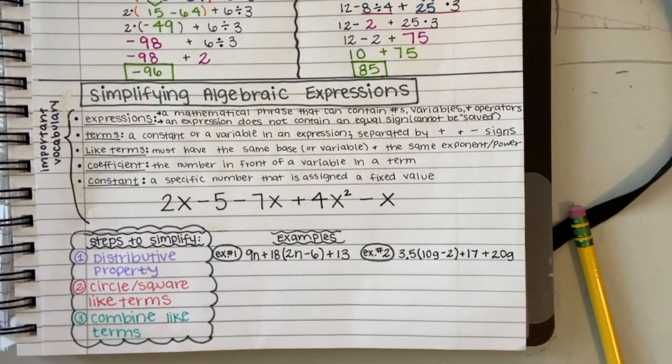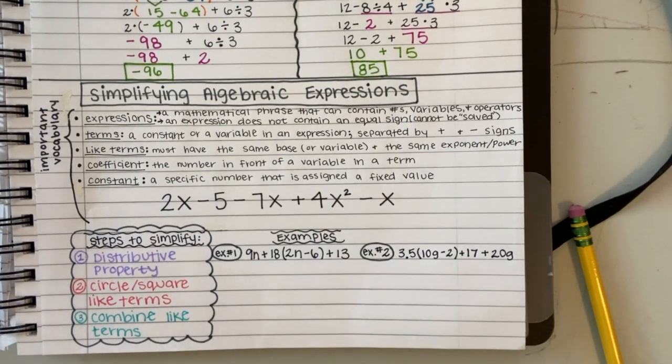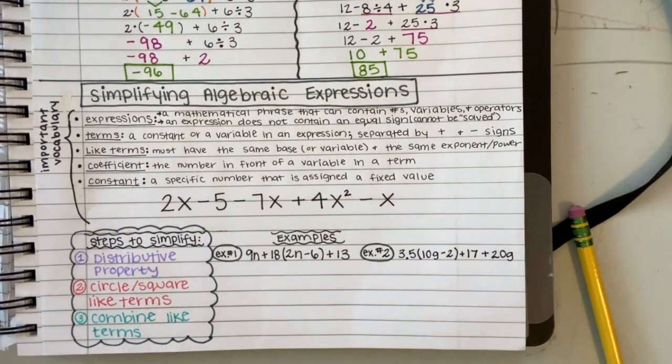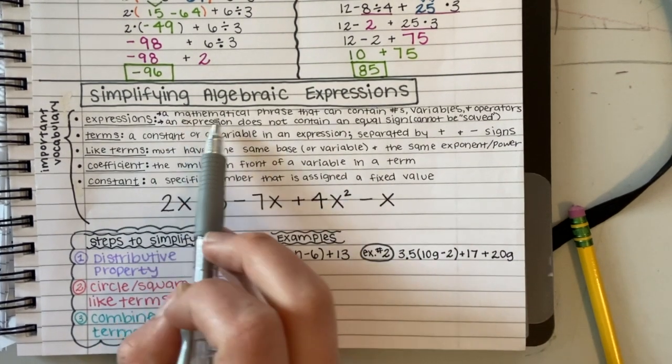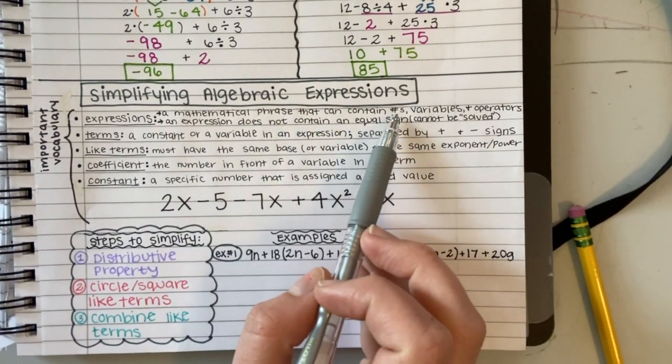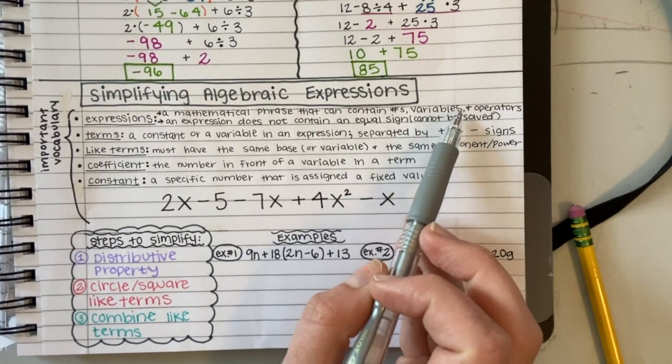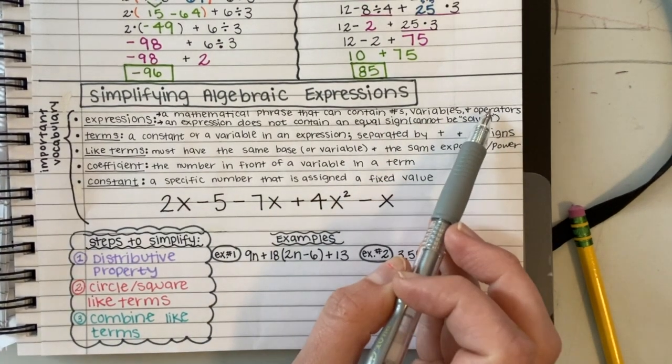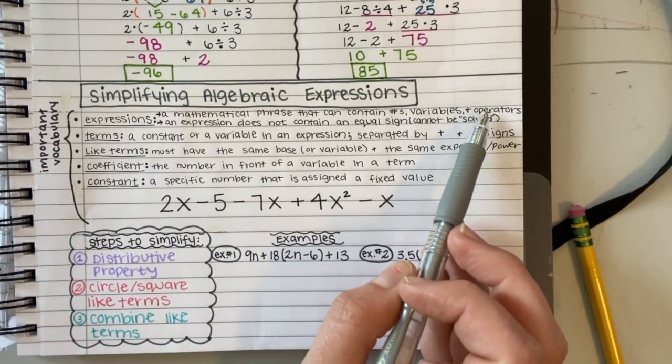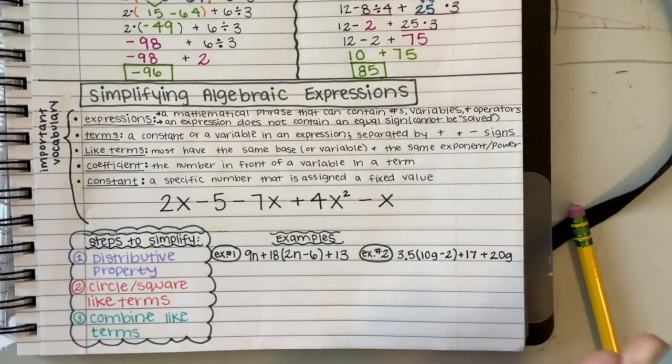So the next part we're going to focus in on is just simplifying algebraic expressions. In order to simplify an algebraic expression, we have to know what an algebraic expression is. An expression is a mathematical phrase that can contain numbers, variables, and operators. Operators are just plus, minus, divided by, multiplication.